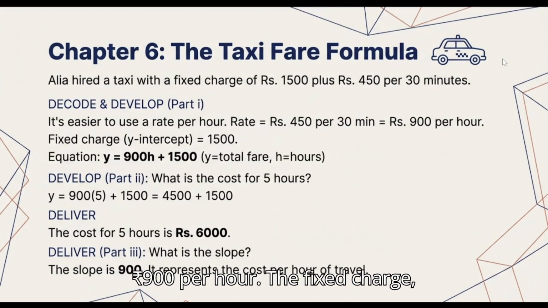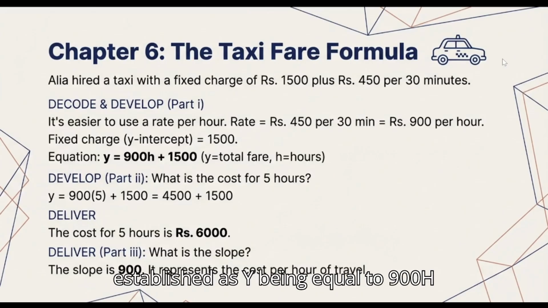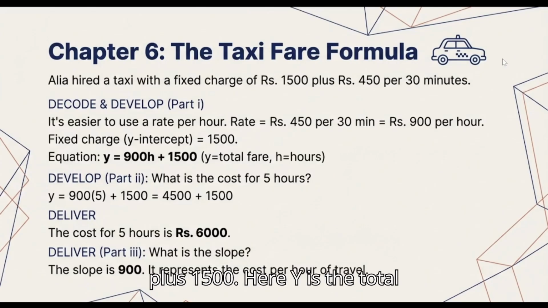The fixed charge, which is the y-intercept, is 1,500. So our equation will be established as y being equal to 900h plus 1,500. Here y is the total fare and h is the number of hours.